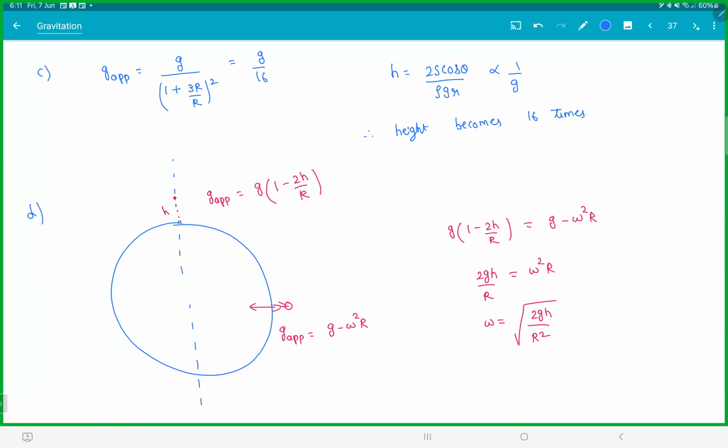All clear? Next one. Any doubts, please ask me. Udyan, Vidyut, clear with this? Udyan, clear? Palaksh, Rehan? Next one, let's see.